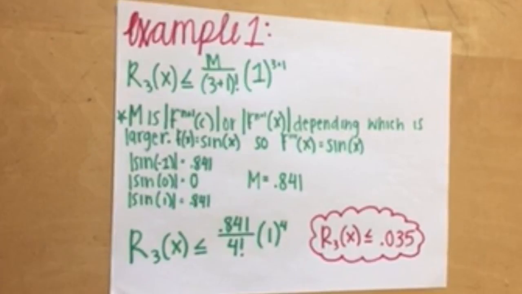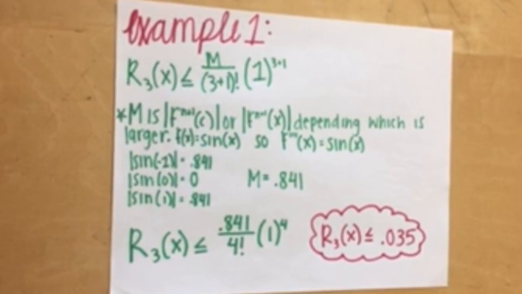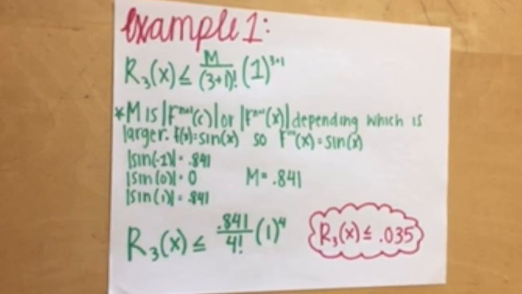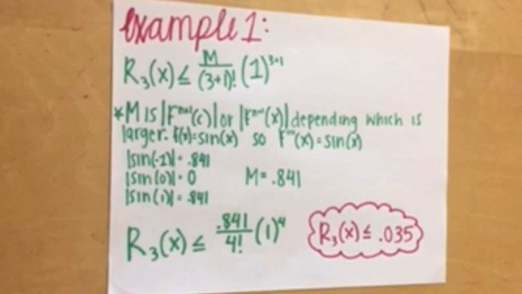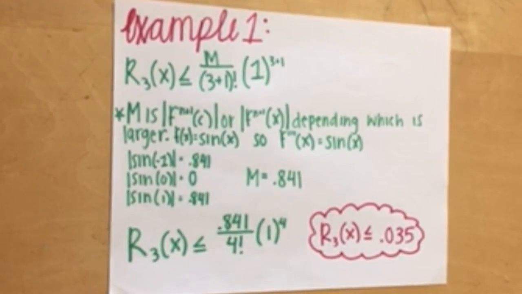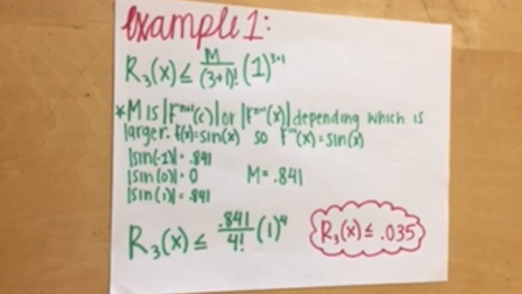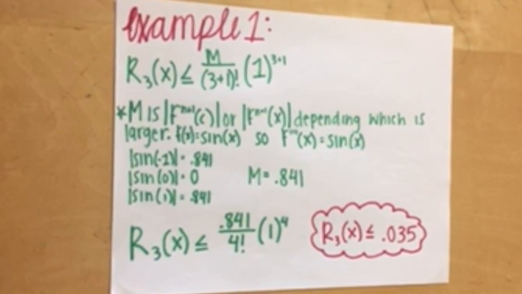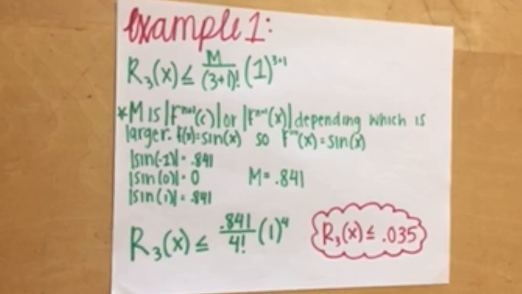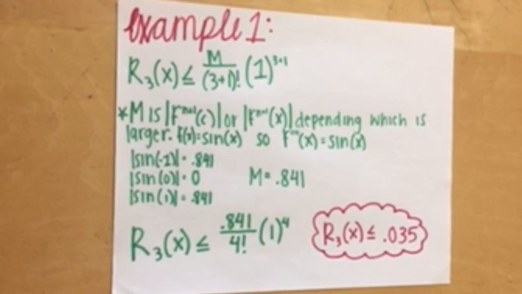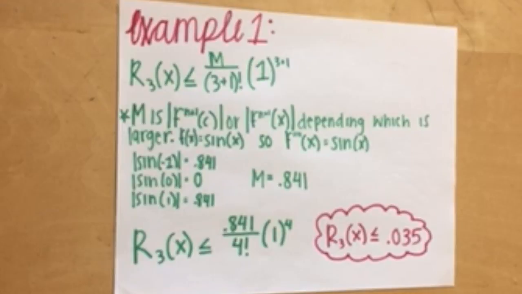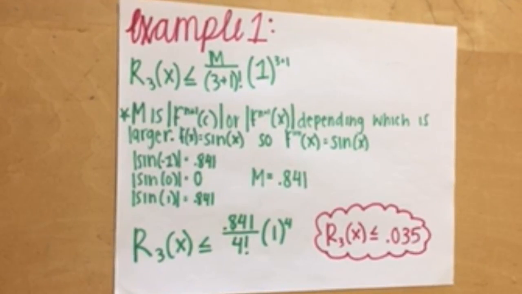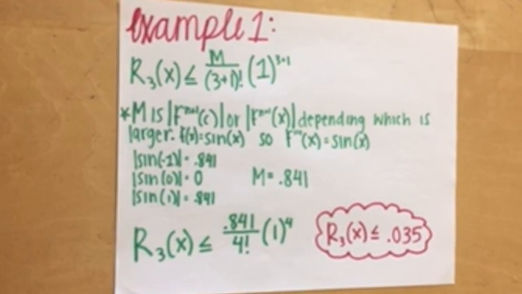Let's start by filling in the pieces we already know into our formula. Now all we have left to find is M. We know that M is the maximum of either the absolute value of the (n plus 1) derivative of c or x, and that n plus 1 equals 4. So the fourth derivative of sine of x is also sine of x. Then we must plug in -1, 0, and 1 to find which one is the largest. The absolute value of sine of -1 and sine of 1 equals 0.841, which is larger than 0, so we'll use 0.841 as our M value.